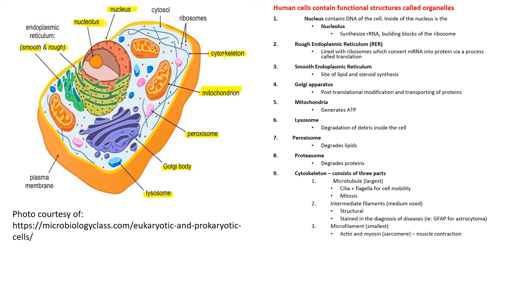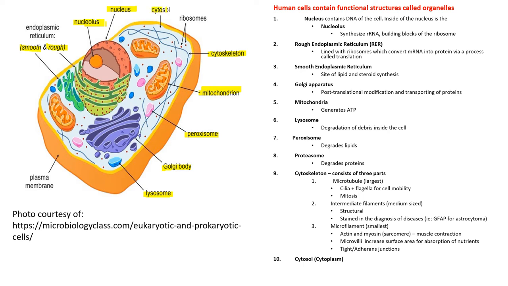The next are the microfilaments, and these contain the actin and myosin sarcomeres, which are important for muscle contraction. These also have microvilli, which increase the surface area for the absorption of nutrients in the cell, and also obtain cell-to-cell junctions such as tight and adherens junctions.